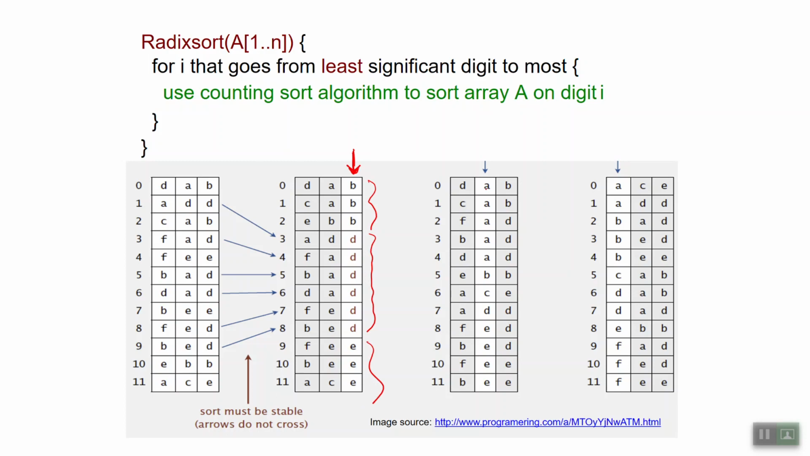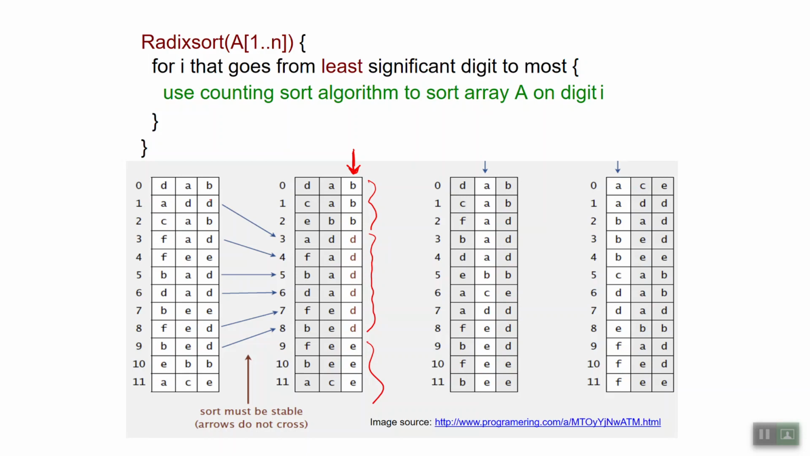And then we sort with respect to the middle digit. So then you have first the A's, then B, C, D, and then all the E's. And then you sort with respect to the most significant digit. Okay, and again, stability means that when you sort with respect to the same keys, the relative order is preserved.